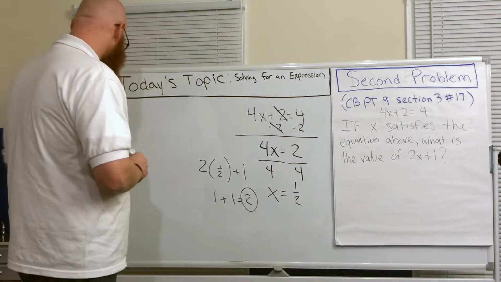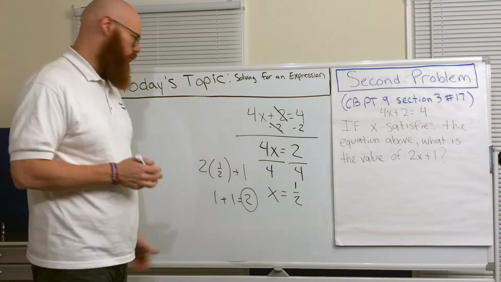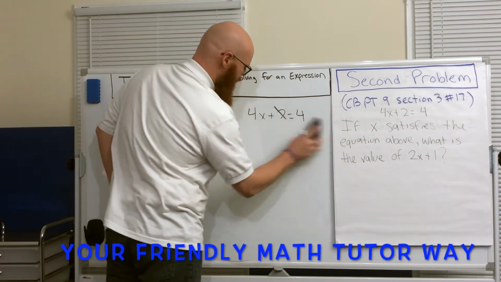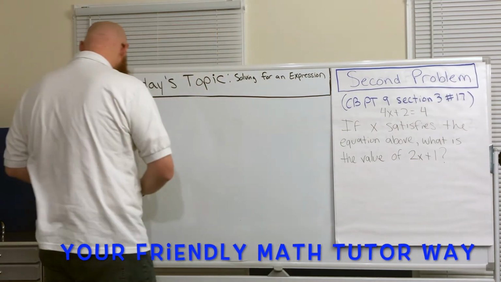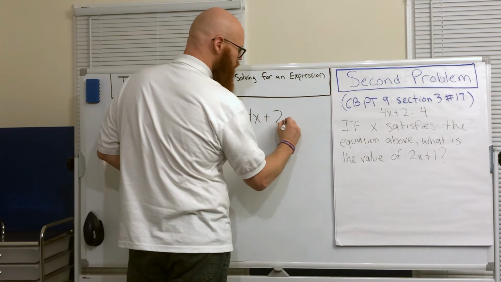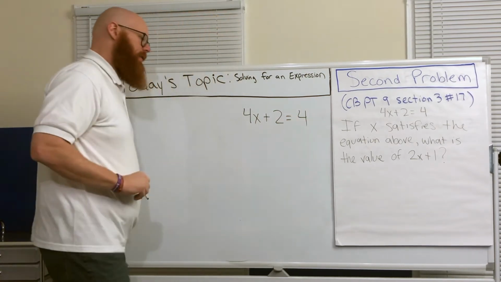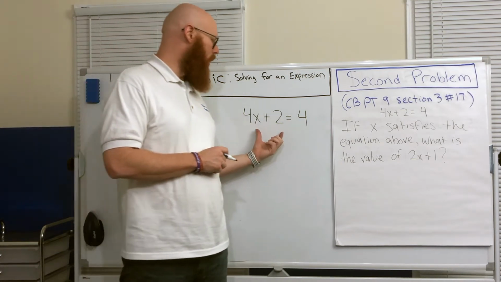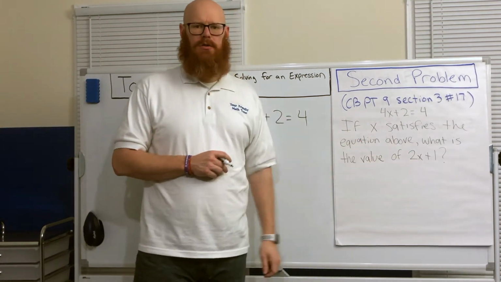So again, that is not the most efficient way to do this problem. Let's take a look at your Friendly Math Tutor way. The most efficient way to do this is to start with our equation and simply find a way to get from 4x plus 2 to 2x plus 1.